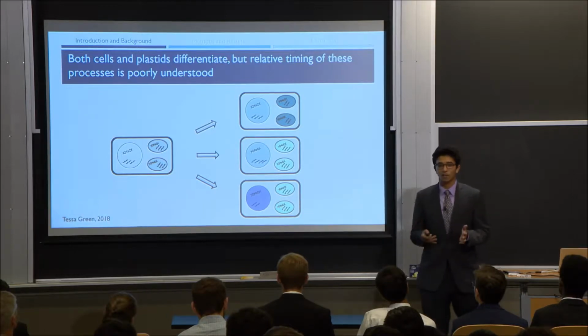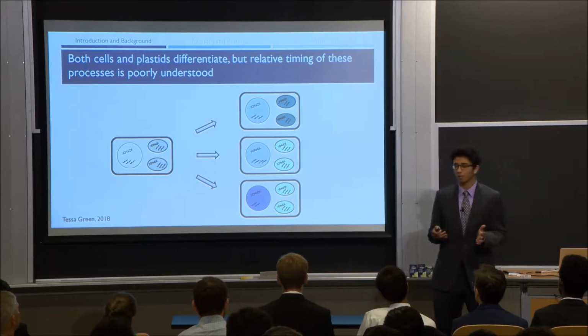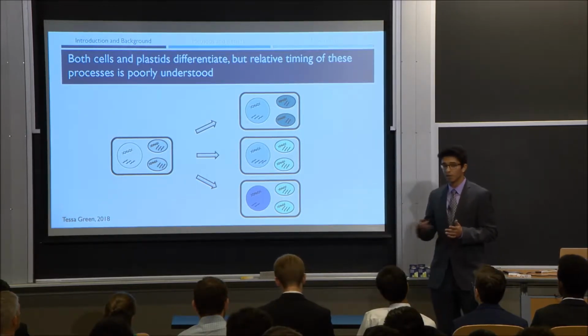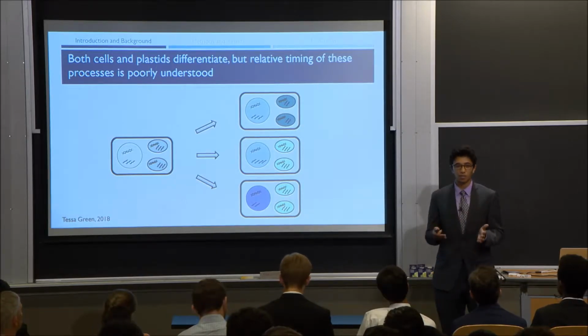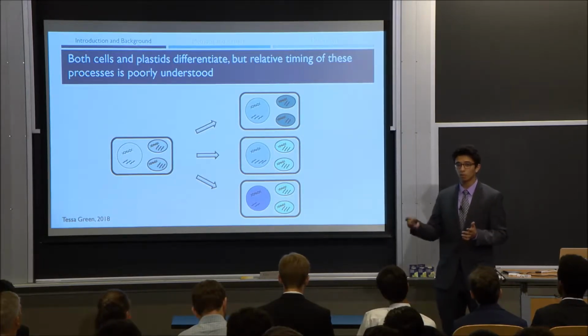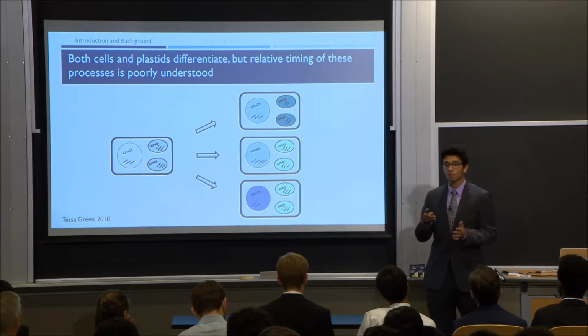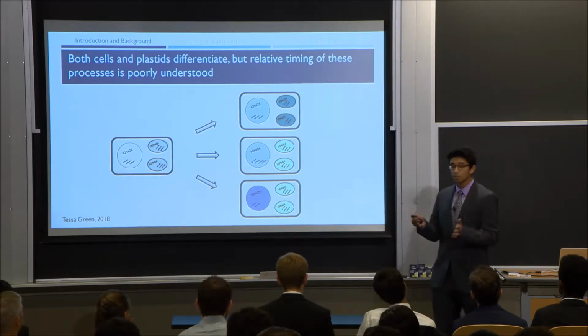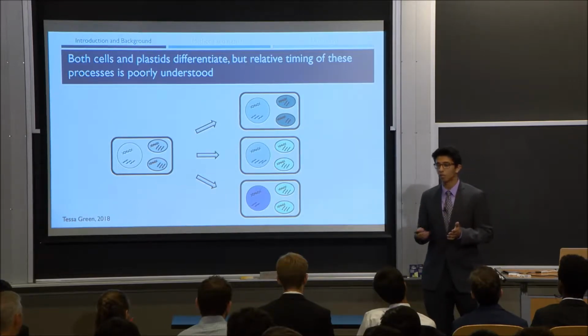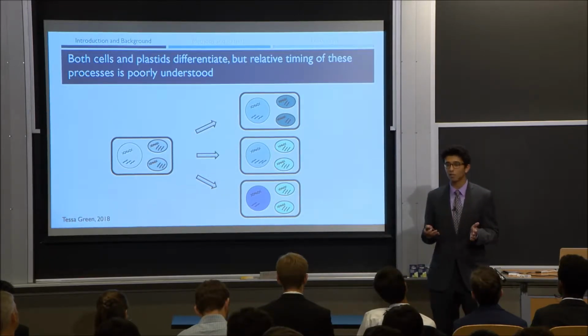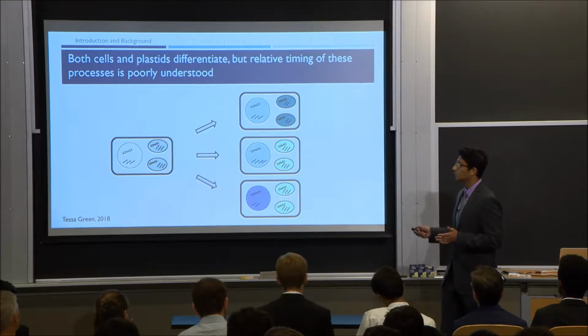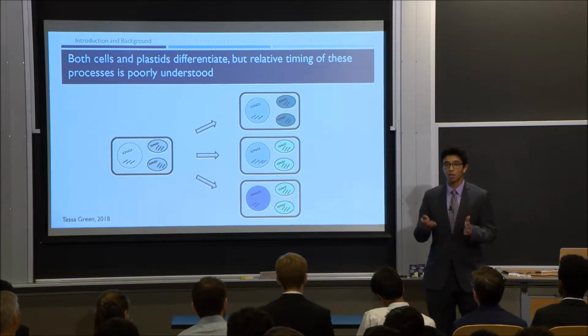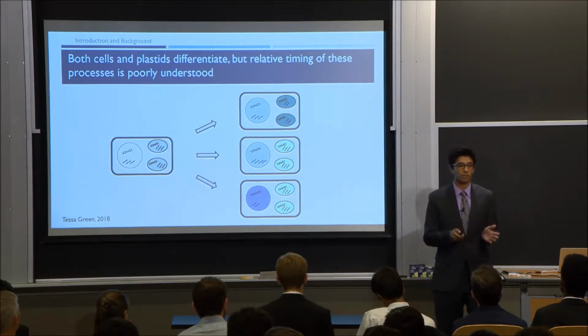Now, as cells differentiate, plastids also differentiate. But very little is known on these plastid differentiation dynamics, especially in the roots, because it's very hard to study these dynamics because plastids in the roots have variable morphology and there's a lack of pigmentation. But using single-cell RNA sequencing technology, we can actually study these plastid differentiation dynamics, specifically their timing relative to cell differentiation.